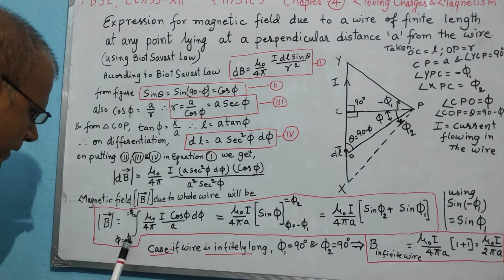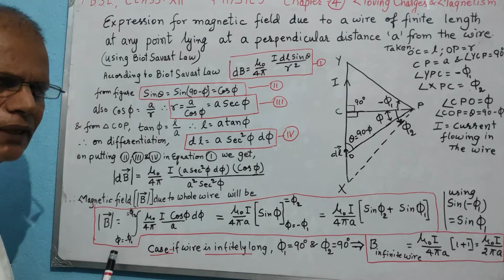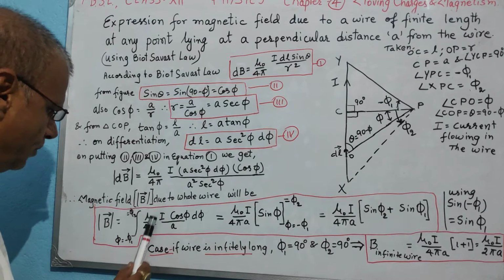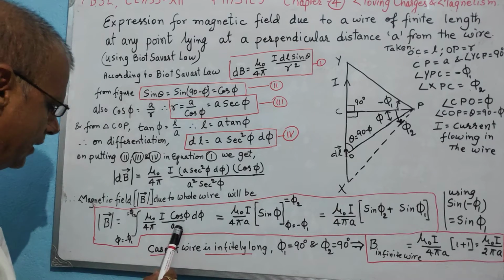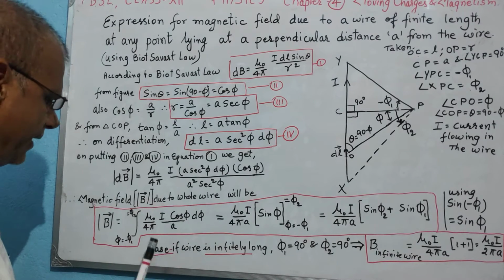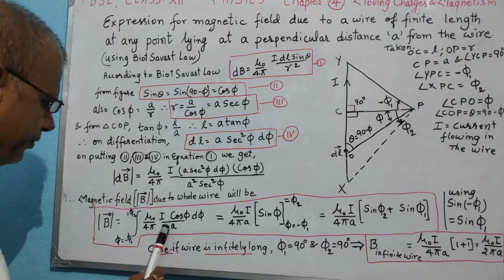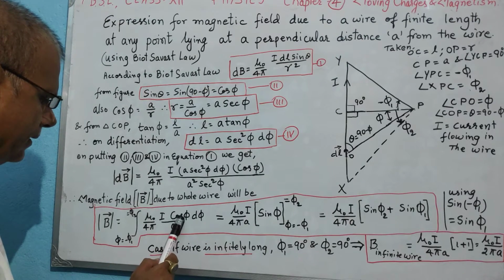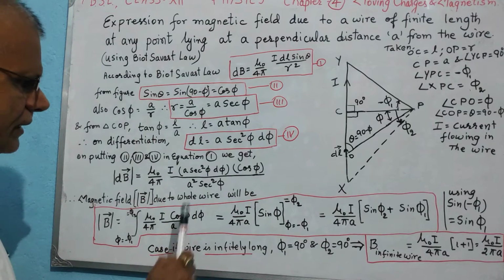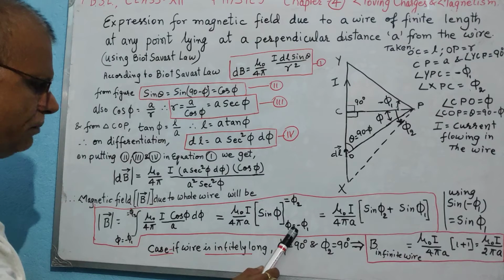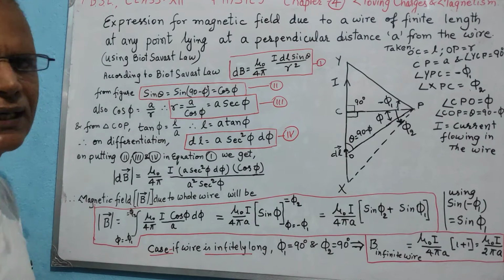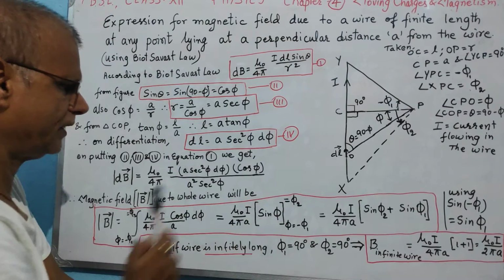So that means integral limits are phi is equal to minus phi 1 to phi 2, mu 0 by 4 pi, and I is constant, a is constant, cos phi d phi. So mu 0 I by 4 pi a we take outside, and within the integration remains cos phi d phi, and that when integrated we get sin phi, and with limits phi is equal to minus phi 1 to phi is equal to phi 2.